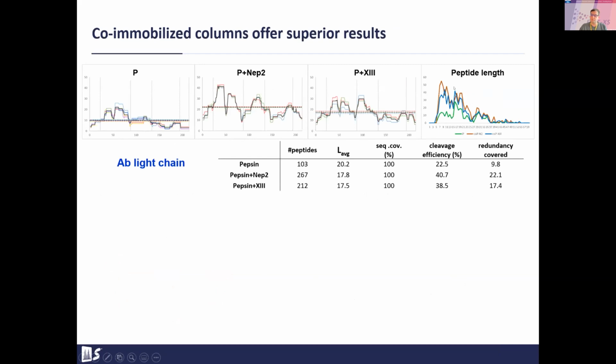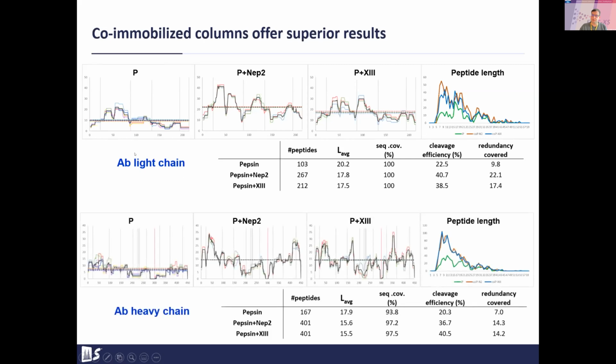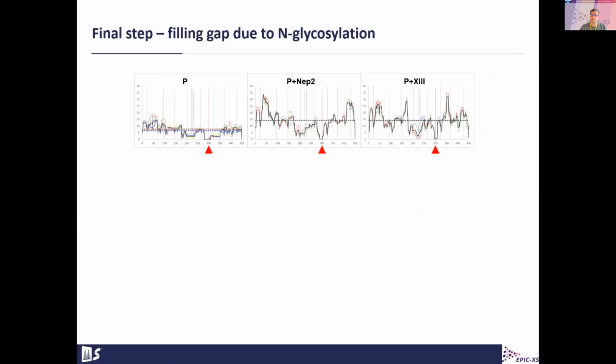Also, from the point of view of peptide length, we now see that the graphs are centered more towards the shorter peptides. And that applies not only to the light chain, but also to the heavy chain. So the only thing which now remains a bit unsolved is this part on the heavy chain, and that actually is the glycosylation site. So the question is how you can handle glycosylation under HDX setup.